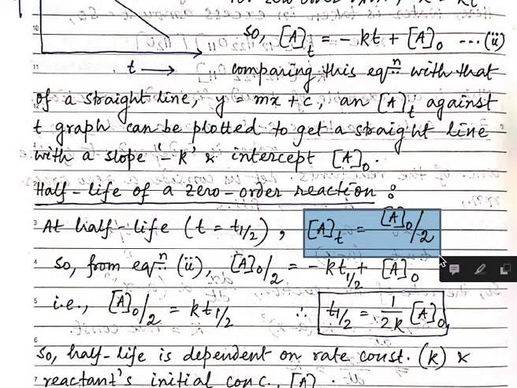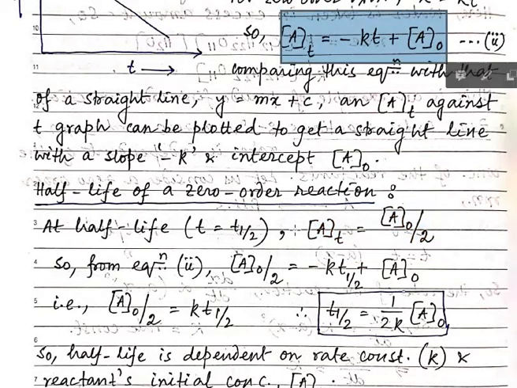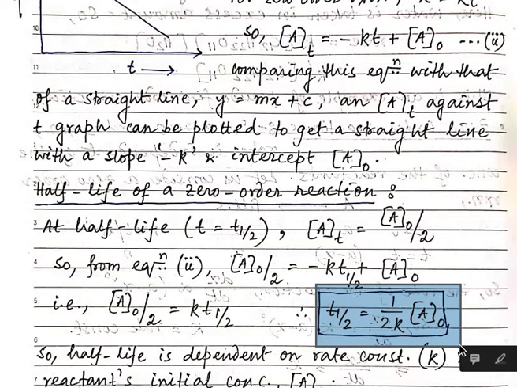So what will be the half-life of a zero order reaction? We write t is equal to t half, and at that point At is equal to A0/2. So from equation number 2, where At is equal to minus kt plus A0, if I put the value of At, then we get A0/2 is equal to minus k t half plus A0. On that point we can write that A0/2 is equal to k t half. So t half is equal to A0 by 2k. So that is the value of t half.